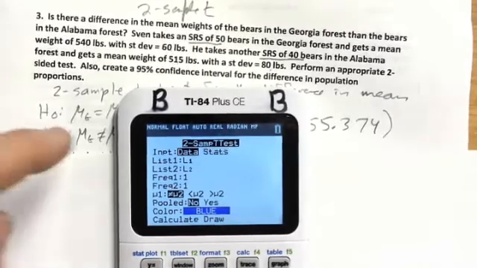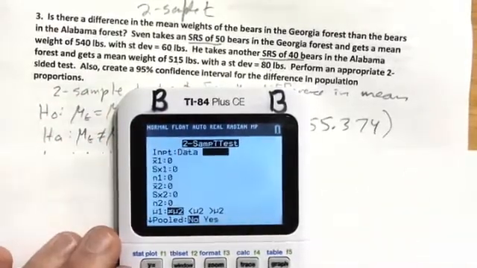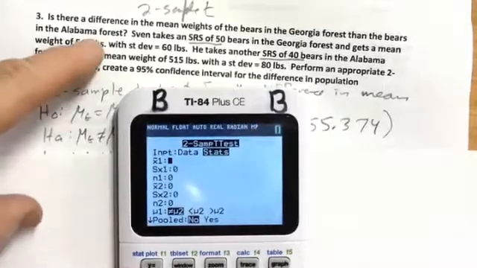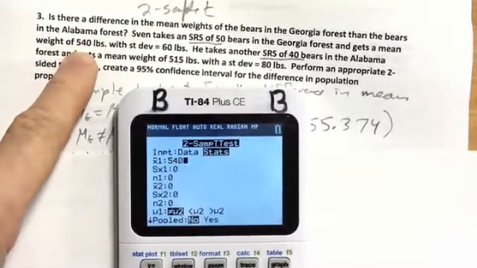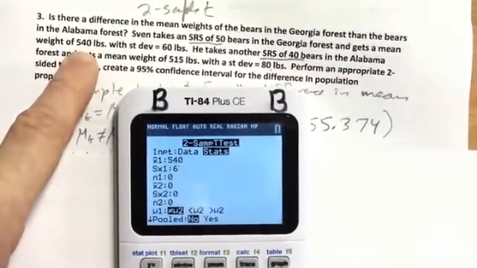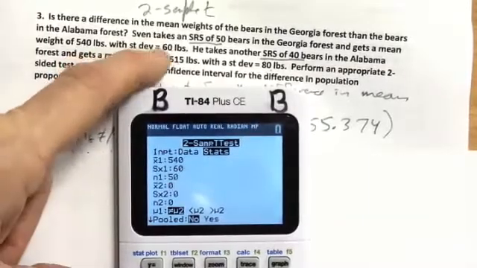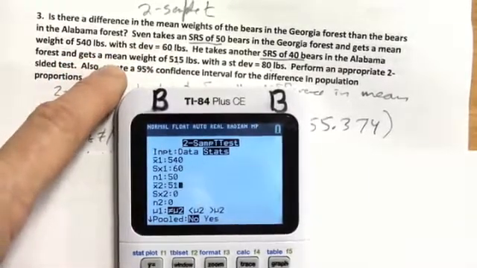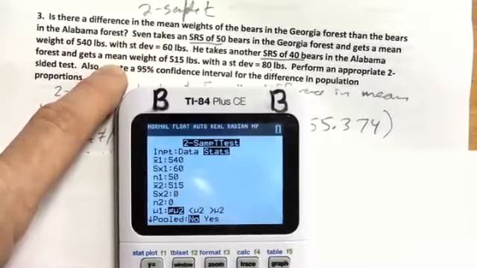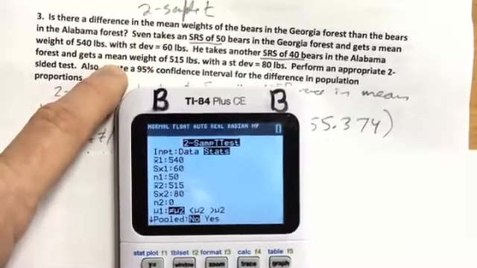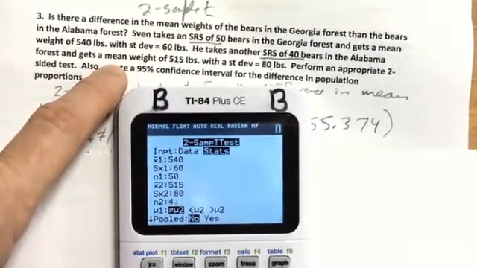But in this case, I don't have the data. I don't have the listed numbers. So I've got to go to stats. My first mean, in Georgia, is 540, the standard deviation is 60, and the sample size is 50. With the second sample, the mean is 515, the second standard deviation is 80, and the second sample size is 40, right like that.